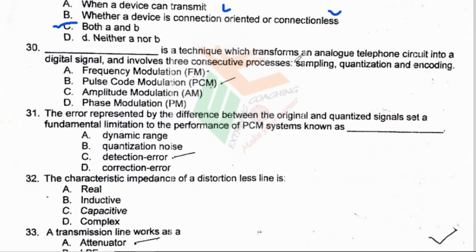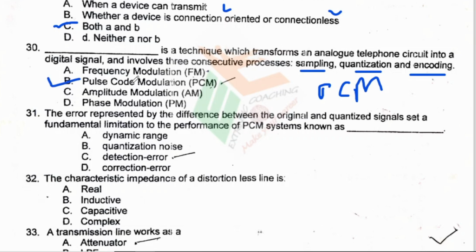Blank is a technique which transforms an analog telephone circuit into a digital signal and involves 3 consecutive processes: sampling, quantization and encoding. So it is PCM, that is pulse code modulation. Option B is the correct answer here.